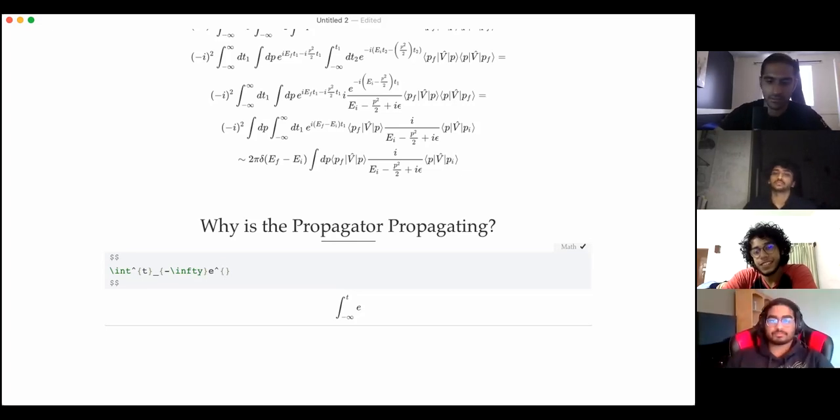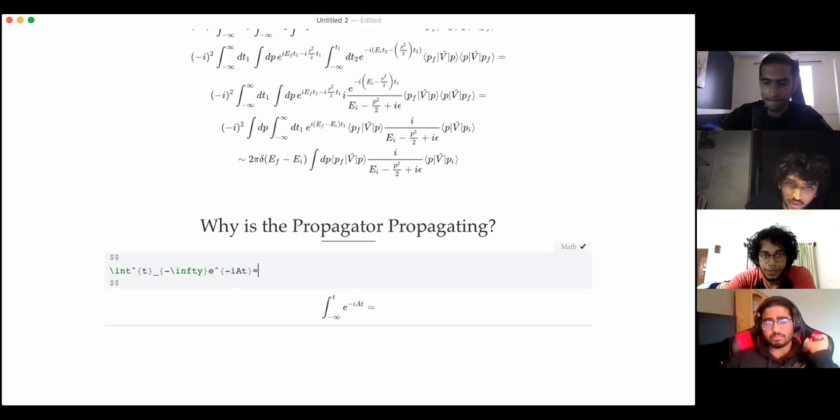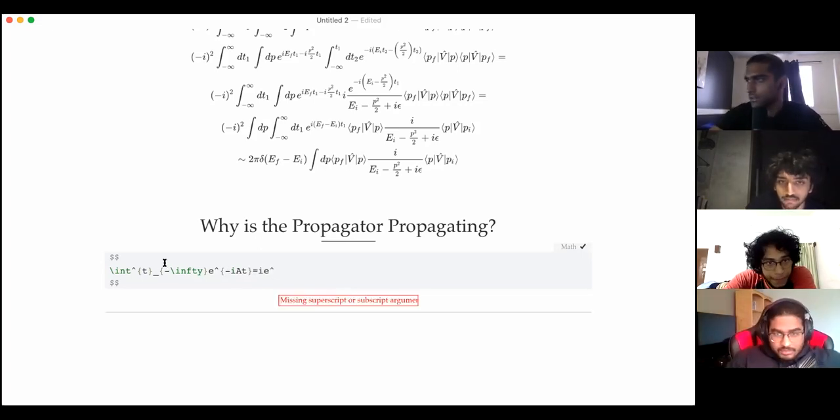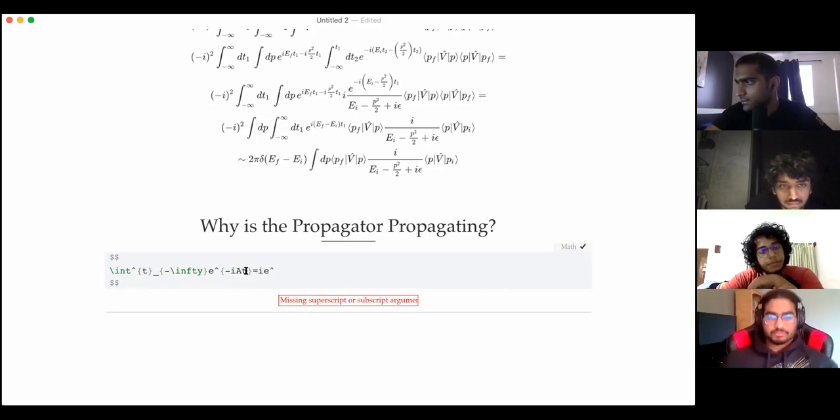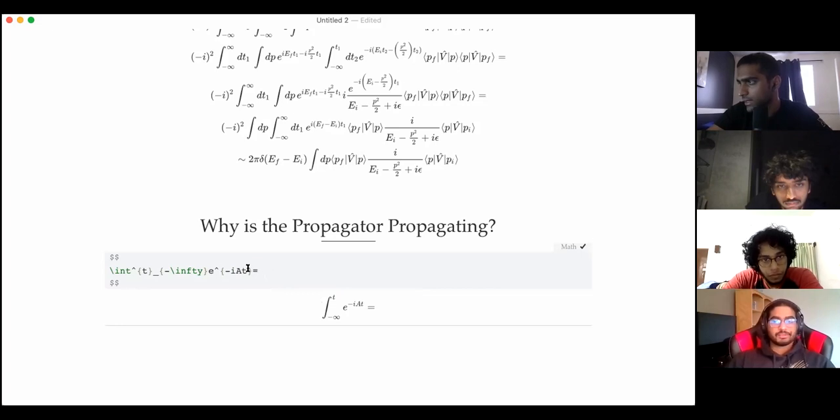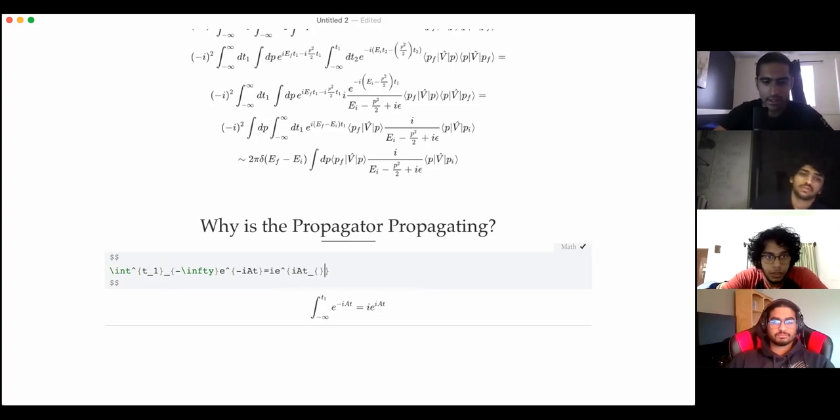So this is our famous formula, right? It's like minus I A T equals I times, sorry, this is, let's just go back. Let's call this T, let's call this T1, right? Is equals I e to the power I A T1 over A. Exactly.